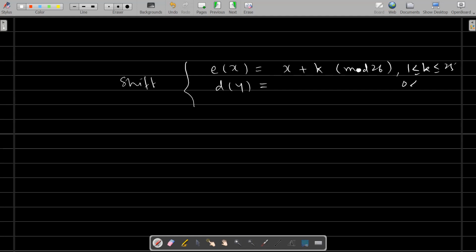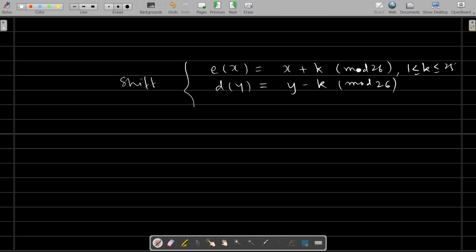Yes, so you mean K strictly greater than 0? Yeah, greater than or equal to 0. Mathematically speaking, you can take K as 0, but practically, if K equals 0, what I'll send is basically E of X equal to X. So I'll be sending the original message as it is to B, and there won't be any confusing part for the third party. Got it. In this case, D of Y is Y minus K mod 26.